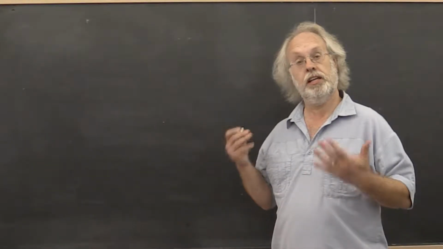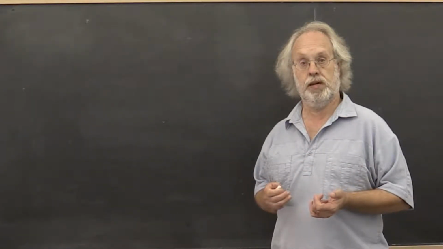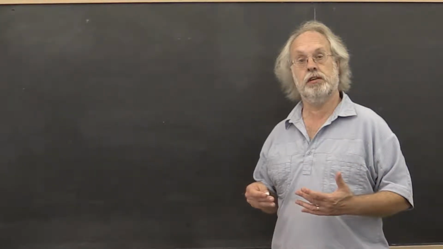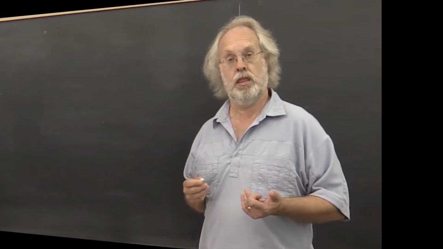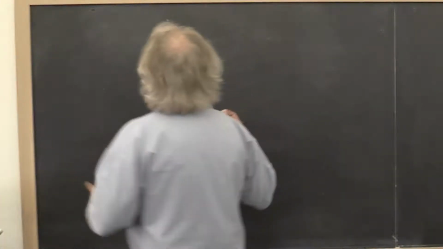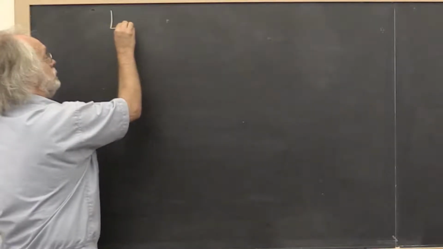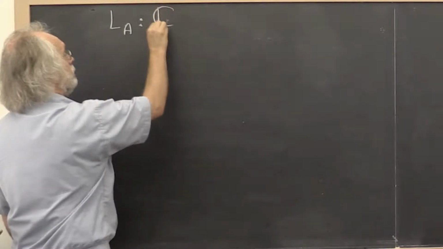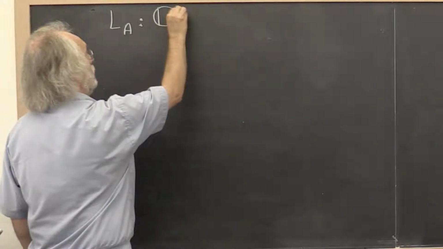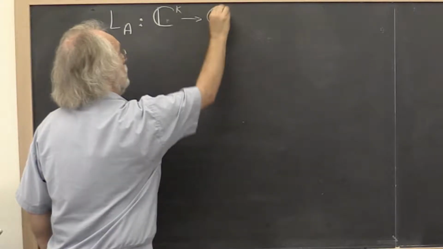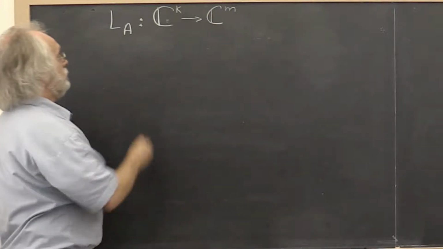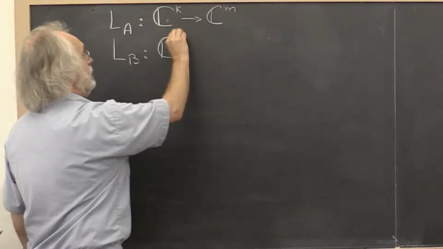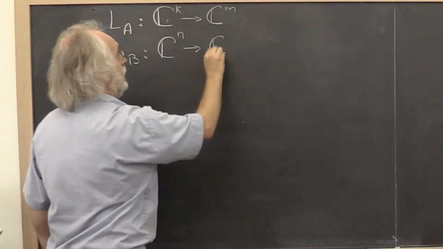Since we're linking linear transformations to matrices anyway, let's have a look at why matrix-matrix multiplication is defined in the funny way that it is. Okay, so what if we have two linear transformations? We have linear transformation LA that takes vectors from C^m into C^k, and we have a second linear transformation LB that takes vectors from C^n into C^k.